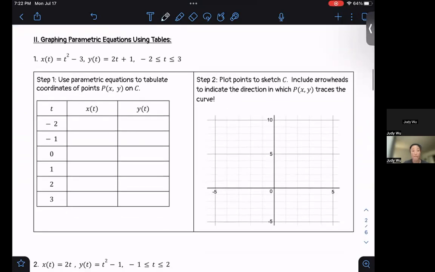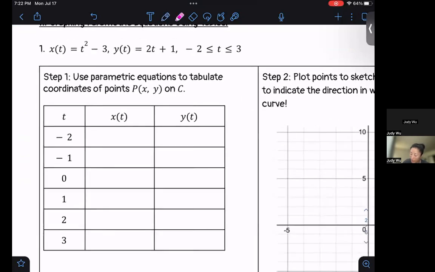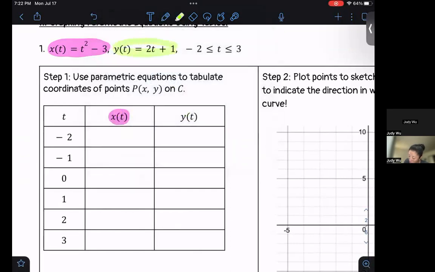The focus of this video is going to be graphing parametric equations using tables, and we're going to go through 2, maybe 3 examples for this. We've got these 2 equations here. I'm going to use 2 different colors so we can keep track. We're going to have our x equation. We're going to plug some t values in and put those down the x column. And then we're going to take the y equation, plug those t values into it, and get some y values.